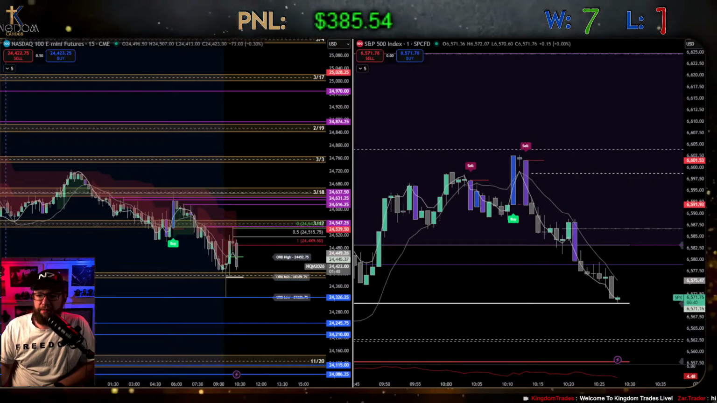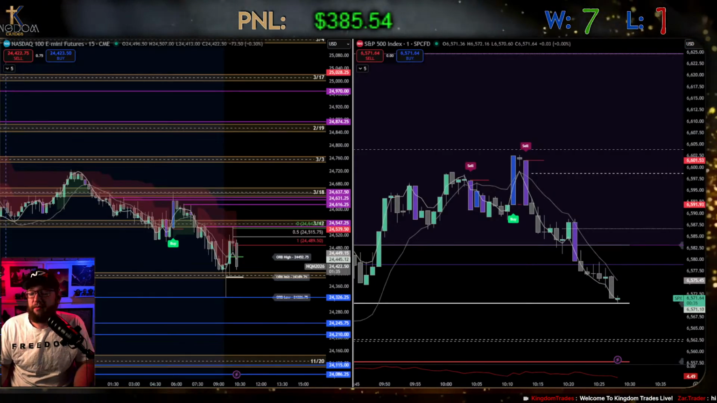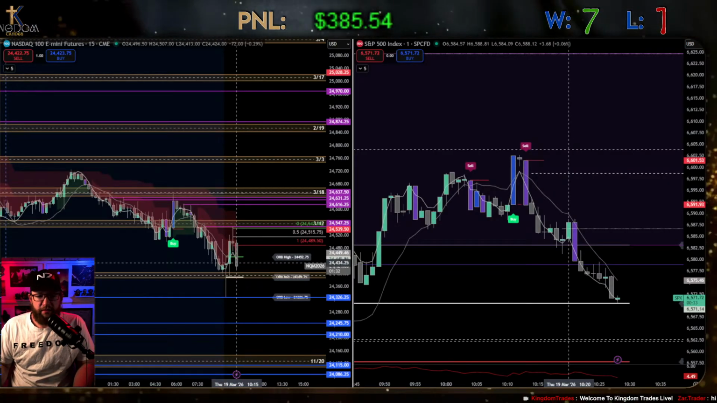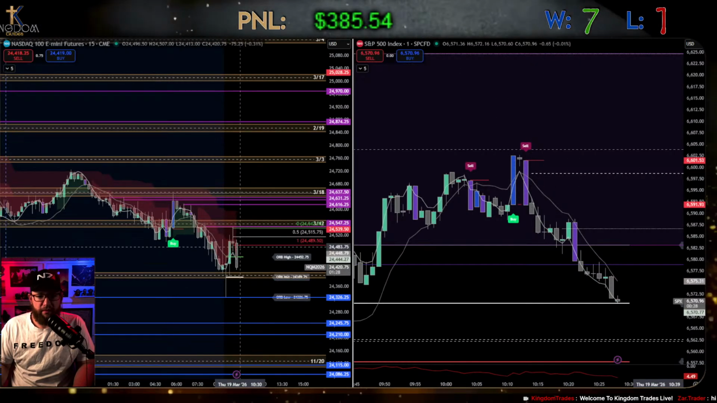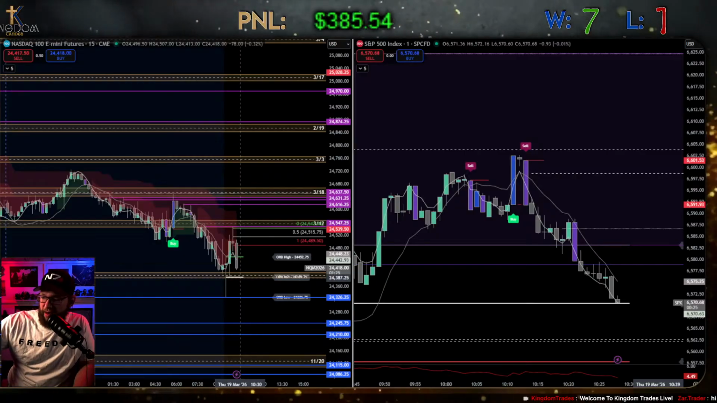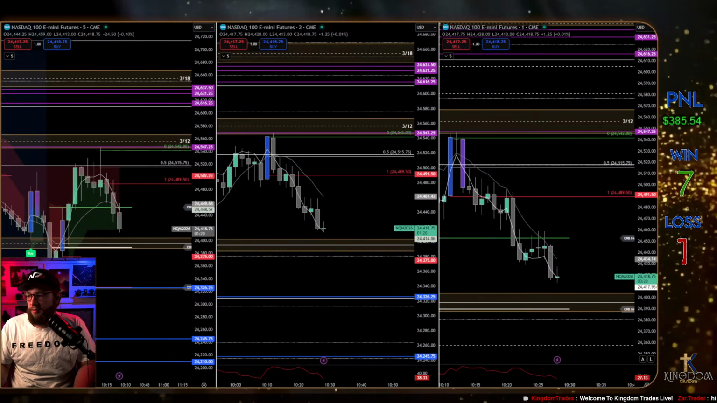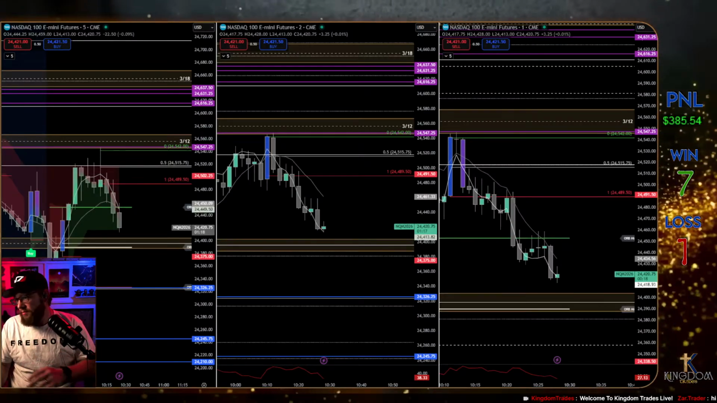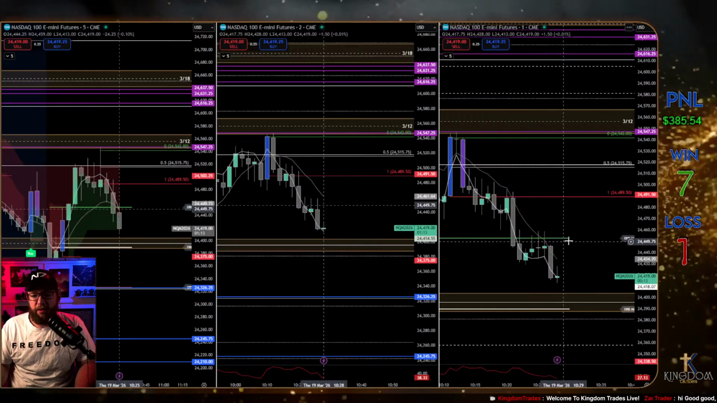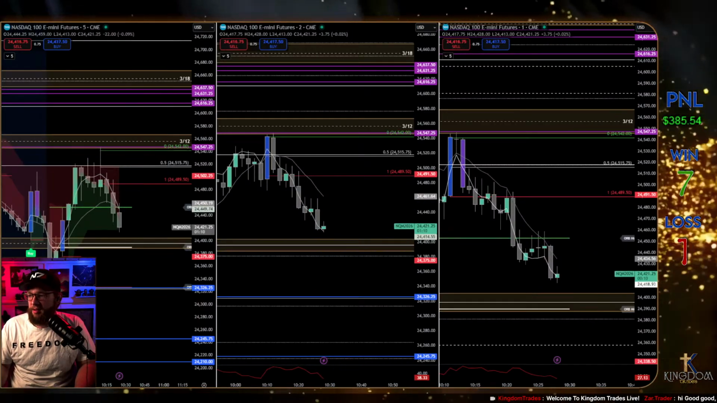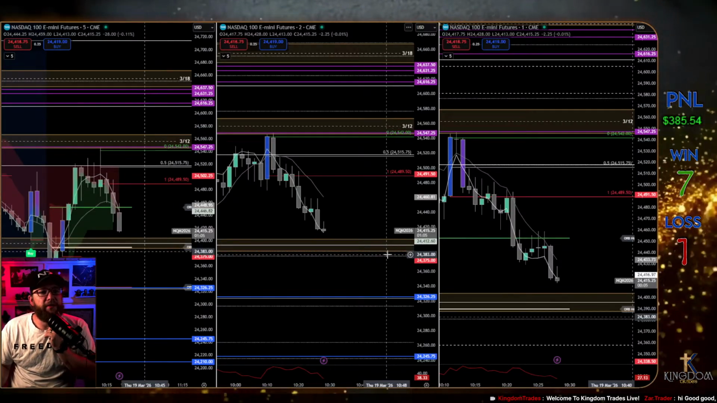Ooh, coming back up. Now that 5 minute is curling down. With that break back into ORB. Nice push continuation. I would have loved to have gotten in on this at the right time. I was too hasty, and then I just didn't like those wicks over and over again, so I cut it. But hey, still got a little bit of profit.